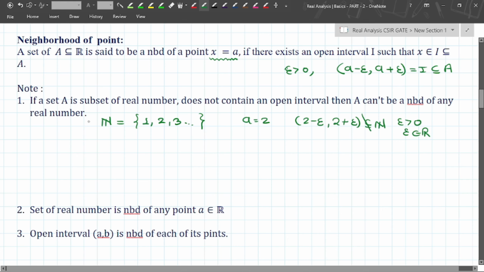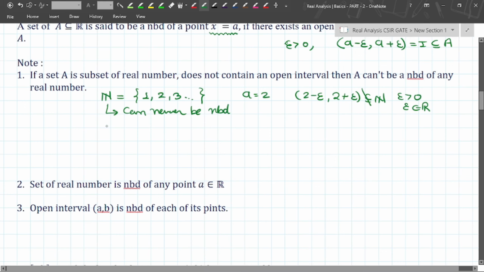So we can't say that there exists a neighborhood. Okay, it can never be a neighborhood, sorry. It can never be a neighborhood. This is the thing. Similarly, Z, the integers, can never be a neighborhood. Similarly, rational numbers, same thing. Irrational numbers, same thing. Similarly, phi also. If my set is phi, it means it is the empty set. So there is nothing in the empty set to subtract or add. Of course, it can never be a neighborhood.